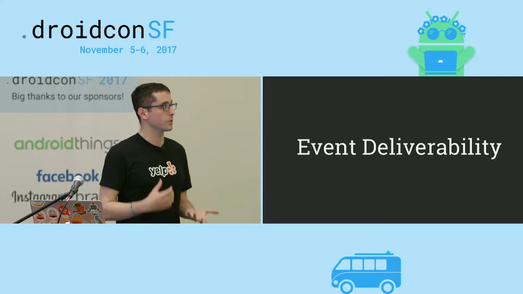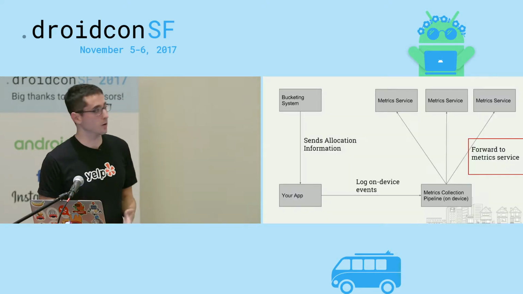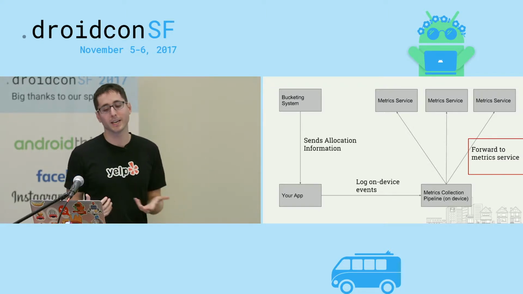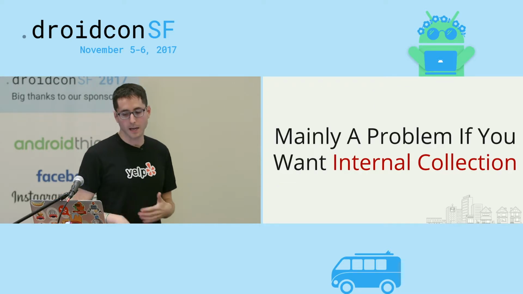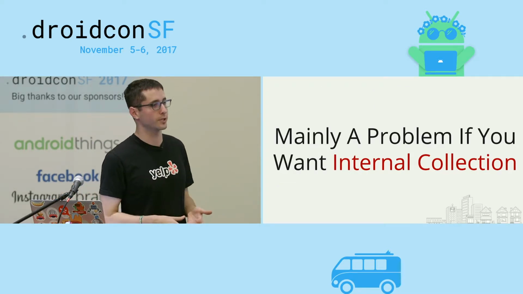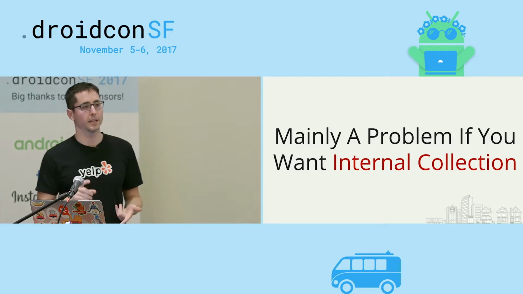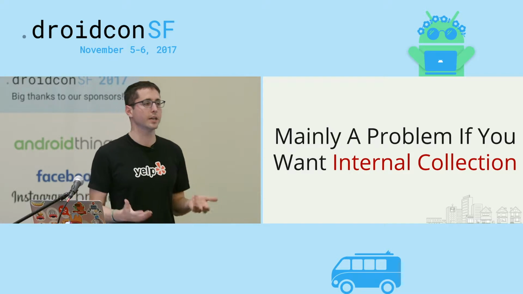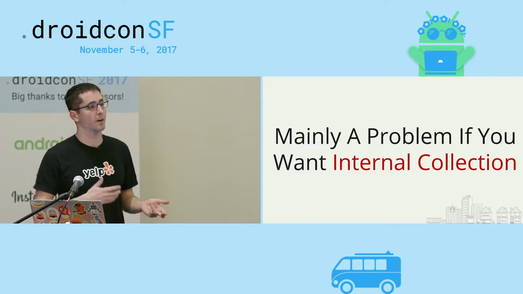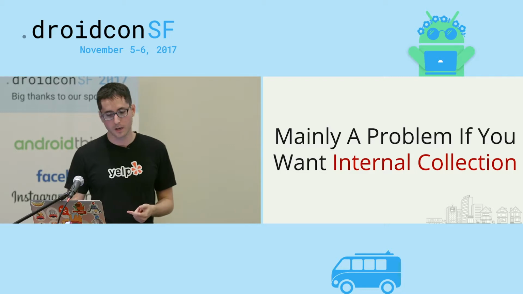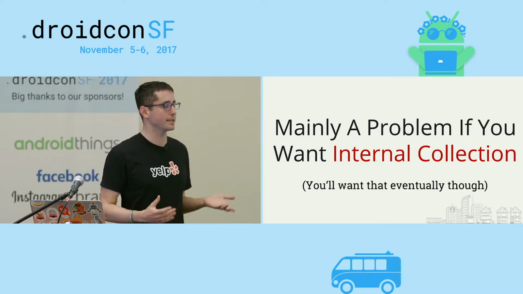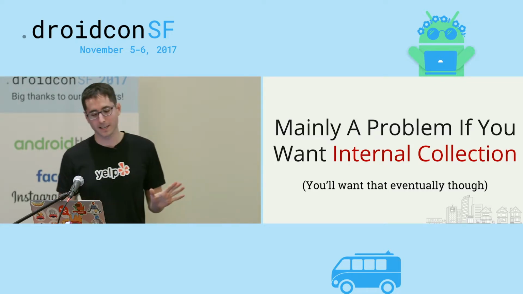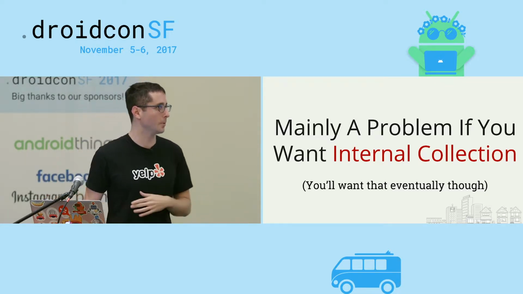Next thing I wanted to touch on is this question of event deliverability. So it's this middle step here. Once you log your events into your metrics collection pipeline, how do you actually get them to a metrics service? And this is mainly a problem if you want to do internal metrics collection. If you're just sending your data to a third-party service like Firebase or Adjust, then this isn't really an issue, because they're going to give you SDKs, and those SDKs are going to take care of buffering your events and making sure they get delivered. The dirty secret of all this is that you're going to want to have internal metrics collection eventually, though. I'll touch on why that's the case later, but for now, I ask you to trust me that eventually this is something that will be your problem.